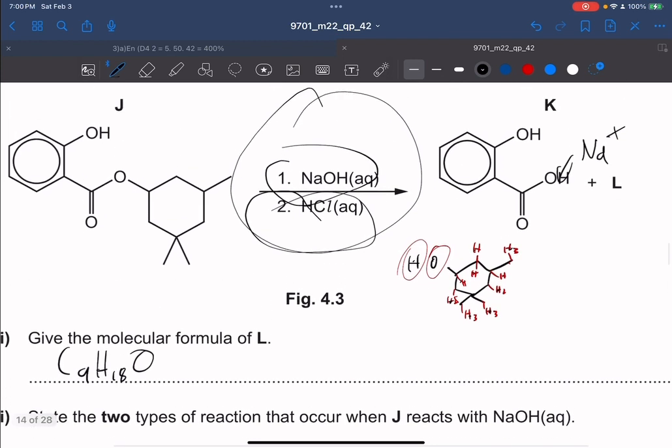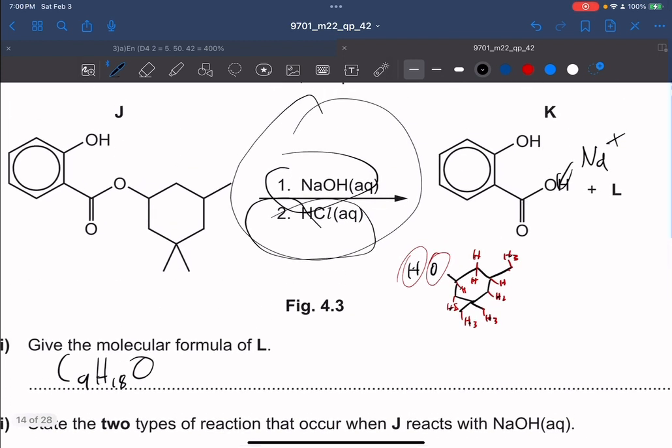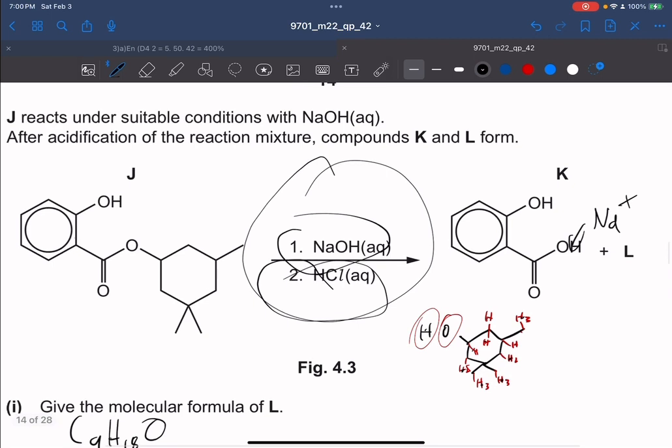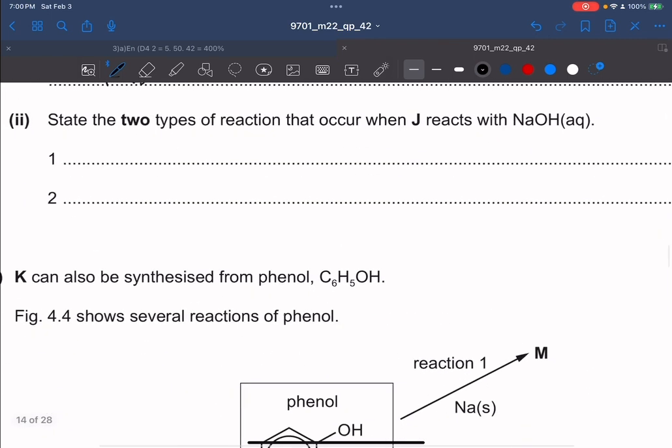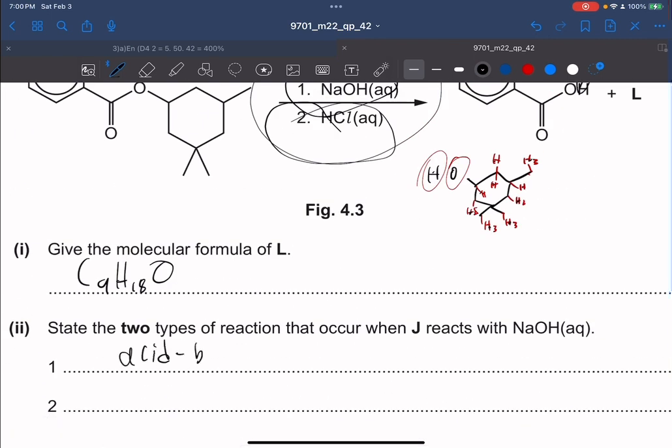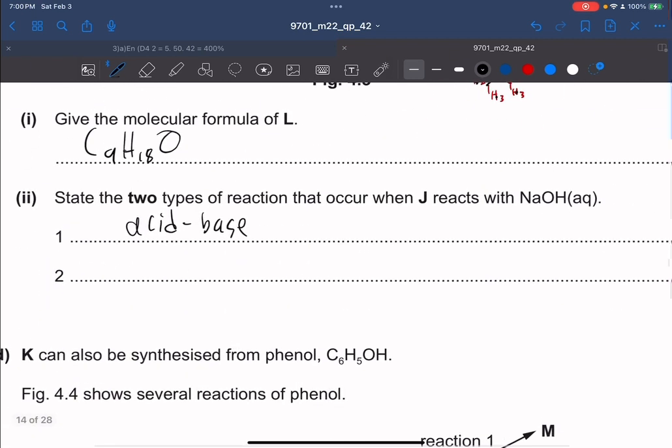State the 2 types of reactions that occur when J reacts with NaOH. Okay, so we can actually have acid-base. The reason is you could react easily with that. So you have an acid-base reaction, and then the reaction which we just witnessed was hydrolysis, so that's the other type.